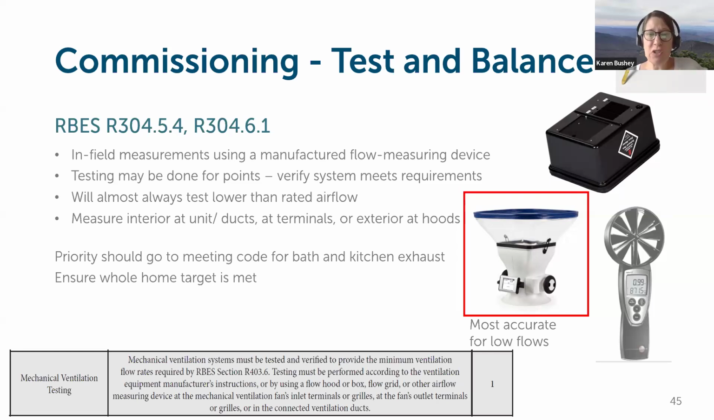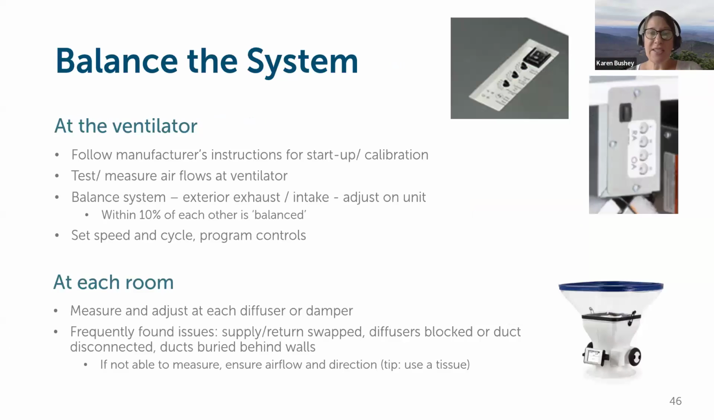The one that we use at Efficiency Vermont is this RetroTech flow finder that I have in the red box here. It's known for having very accurate measurements at low flows. So we like to use it for testing at the registers themselves, at the diffusers, because we can then balance the system with those numbers. I'm going to move on. So, just things to know at the ventilator: again, follow the manufacturer's instructions for startup. Right.